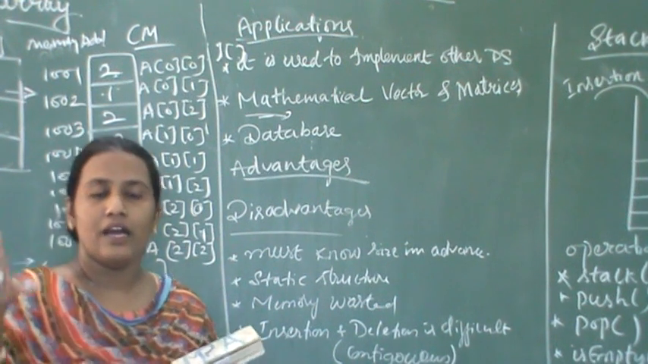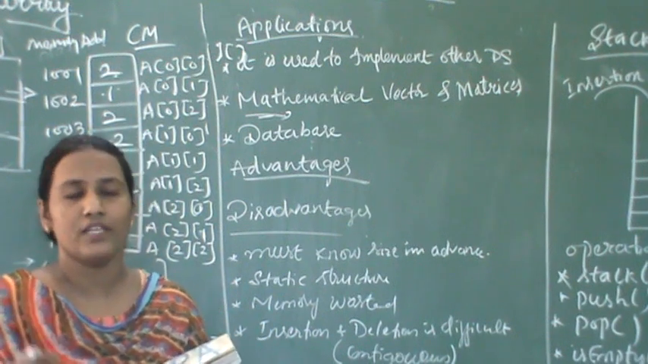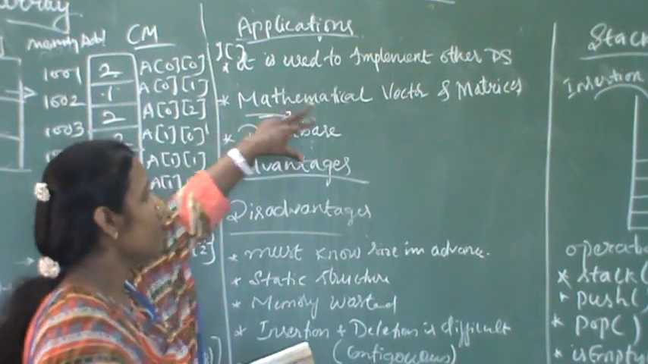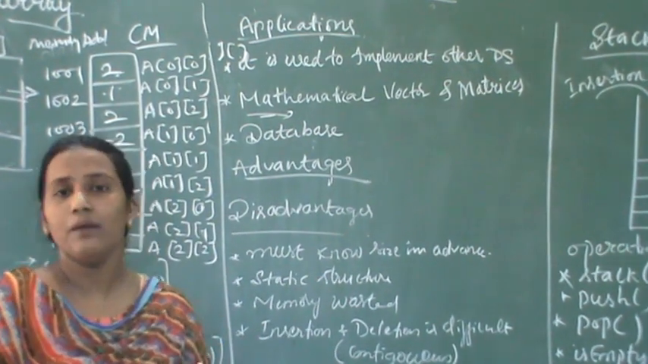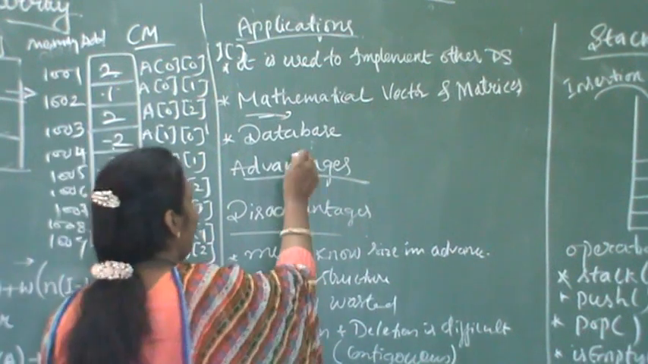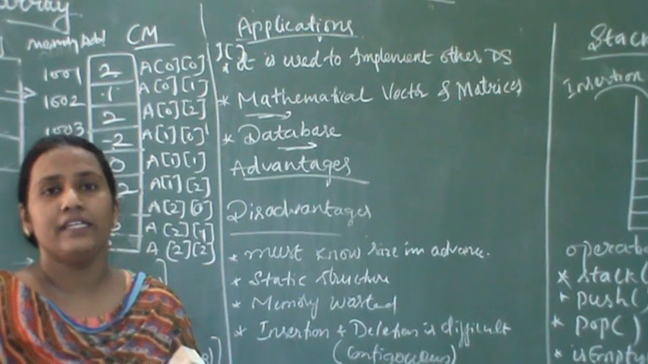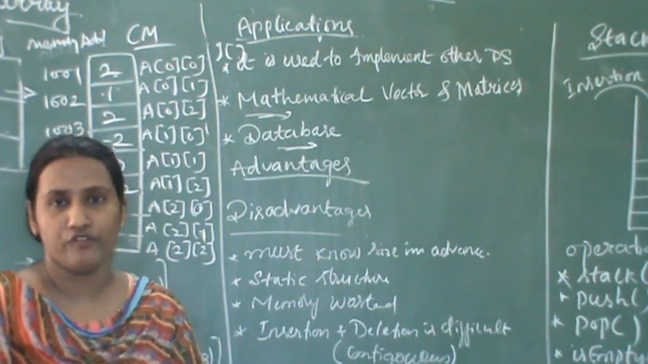Because the array storage will be done in matrix form, that is using the rows and the columns, this will be used to implement matrices in mathematical fields also. Next, the next application is that it is also used to create a database. Database means a software.